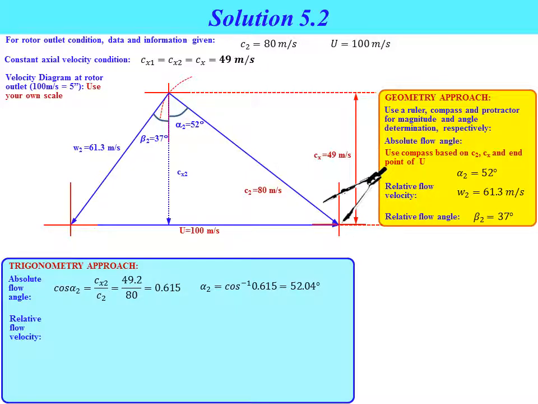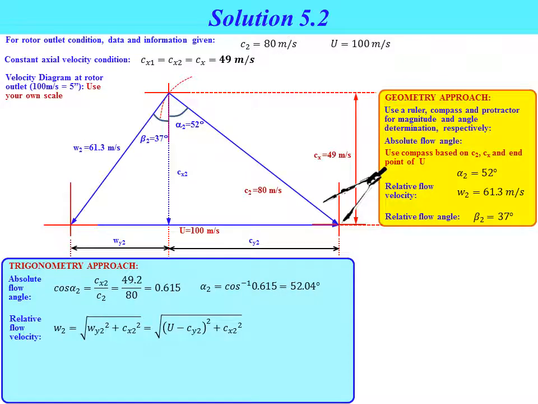For relative flow velocity, if you refer to the velocity diagram, we have the vector for Cx2, the y component Wy2 and the y component Cy2. By using the triangle law, we know that W2 square equal to Wy2 square plus Cx2 square. Rearrange the equation, so we get W2 equal to square root of Wy2 square plus Cx2 square. Calculate the value of W2, so we get W2 equal to 61.5 meter per second.